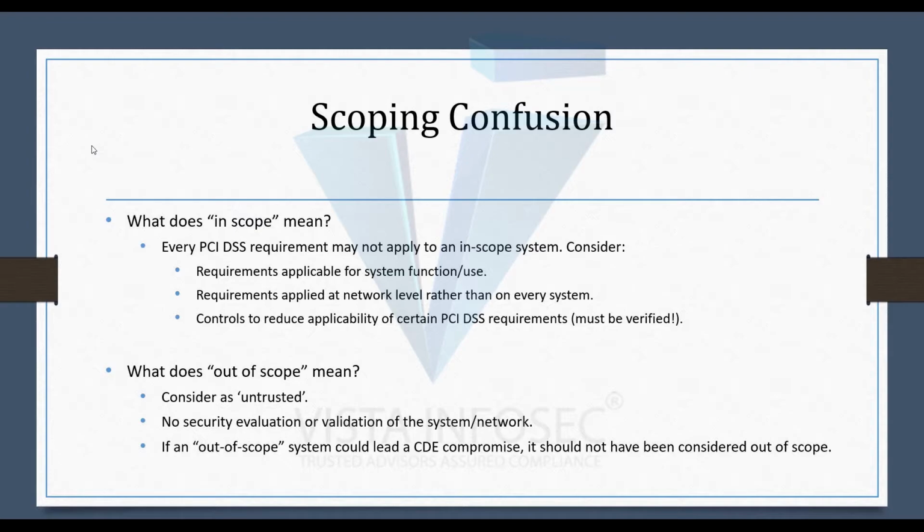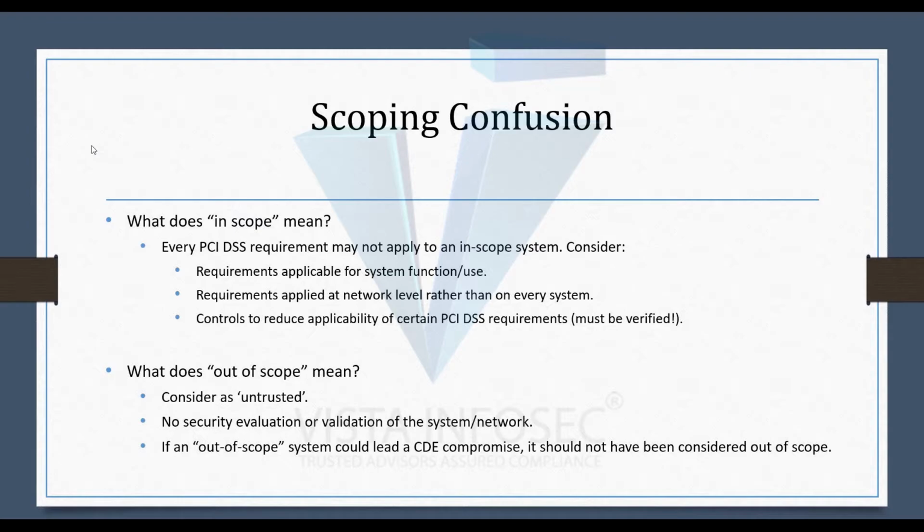Or can this machine, this system or process, be used for compromising card data? If yes, that system should be considered in scope as a part of the card data environment, and should be shifted immediately into the card data environment. If, directly or indirectly, a system being compromised will have no effect on the card data environment, then you can consider it out of scope.